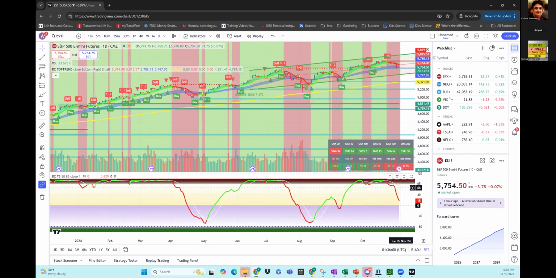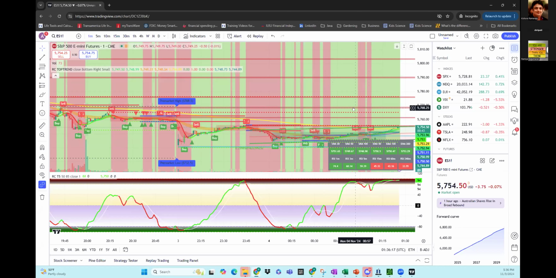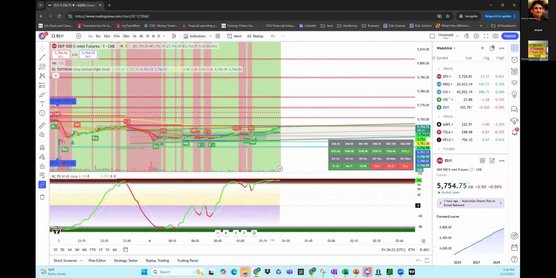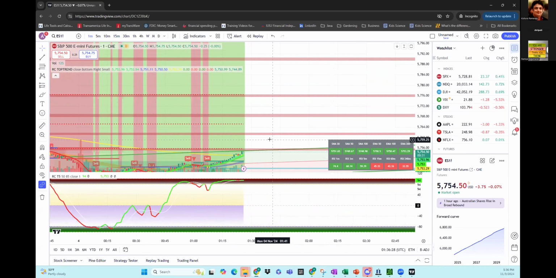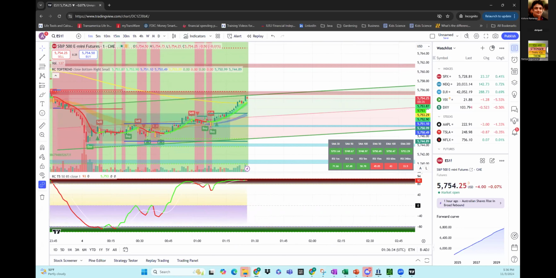So if this is at the top, that means it will drop. So for example, your ES. Now, this is like the bottom of the channel, and this is like the top of the channel. Whenever it is at the bottom, if you get a buy signal, generally that is a good opportunity. Whenever it is at the top, if you get a sell signal, that will be good.